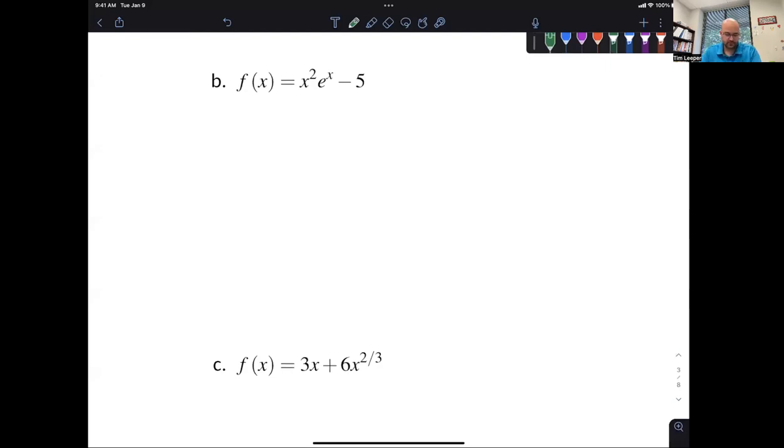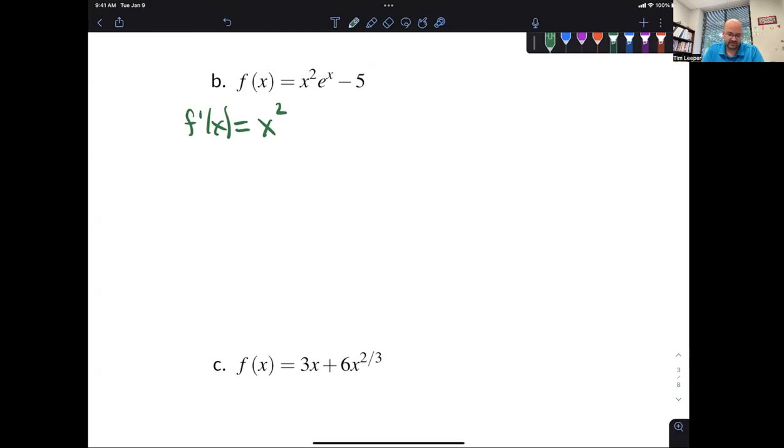Hello. In this video, we're going to look at question 4b on exam 3 review. So we have f of x equals x squared e to the x minus 5, and we want to find any relative extrema. We need to go ahead and find the derivative here, and we'll have to use the product rule. So it's going to be the first one, x squared, times the derivative of the second.